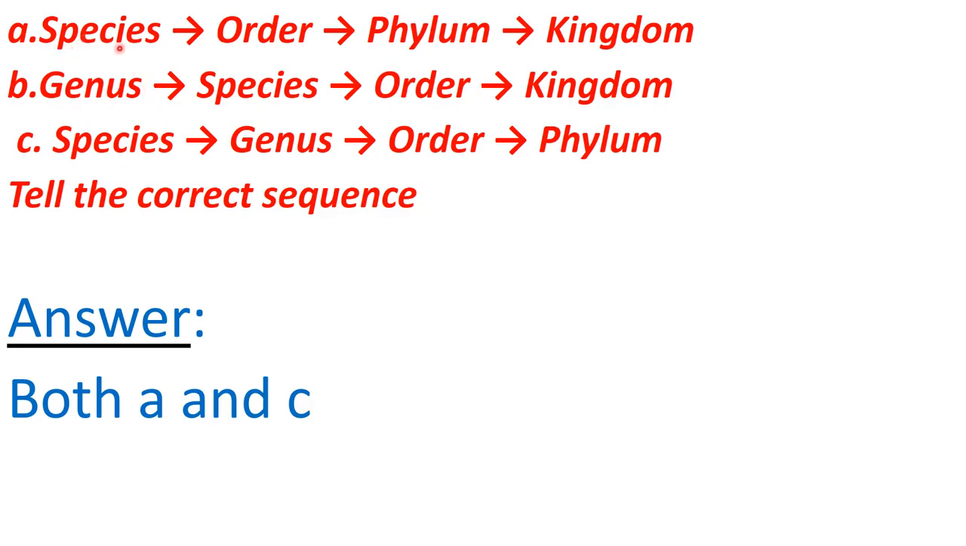Option A is right, because here species comes first, and although genus is not given, the sequence is right. Order comes after species and before phylum. So the sequence is right: species, order, phylum, kingdom. For C, the sequence is also right: genus comes after species, then order and then phylum. So we can say both A and C are correct sequences and B is wrong.